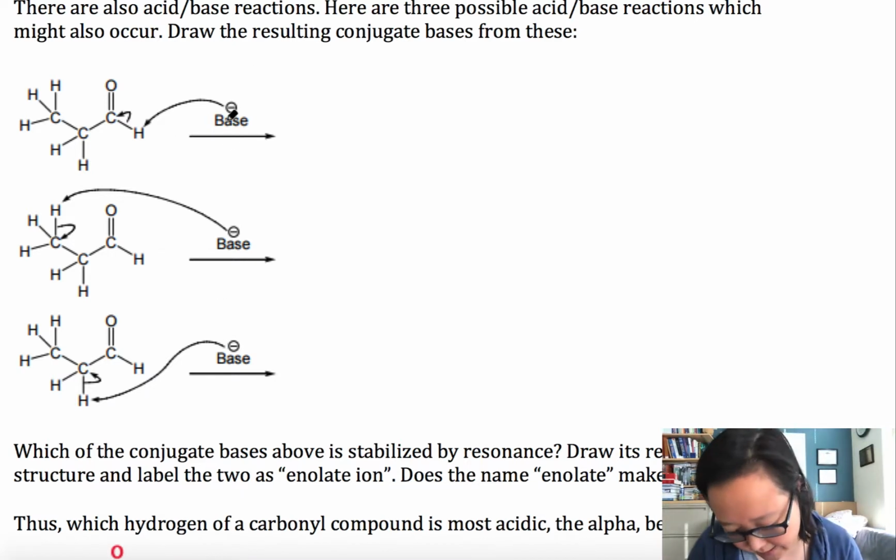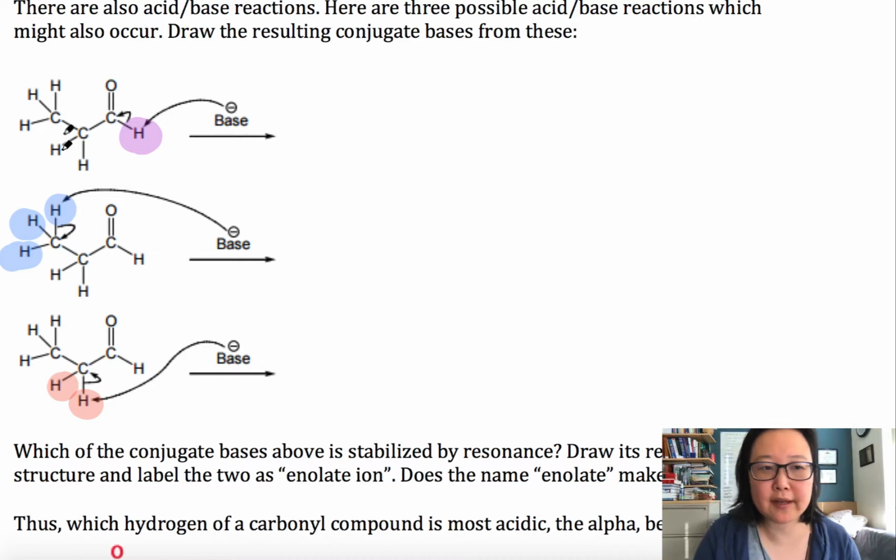A base could potentially grab three different kinds of hydrogen on this molecule, let's say the purple one, the blue ones here, or red ones here. So three different kinds of hydrogens on this molecule. Let's draw out all the possible conjugate bases of these molecules when the base deprotonates each kind of hydrogen. Let's do one together, and you guys practice doing the rest. For this first one, if the base grabbed this hydrogen, what would we end up with?